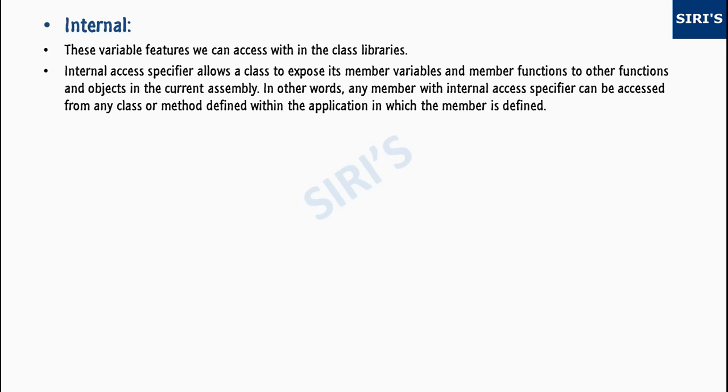Internal: these variable features we can access within the class libraries. Internal access specifier allows a class to expose its member variables and member functions to other functions and objects in the current assembly. In other words, any member with the internal access specifier can be accessed from any class or method defined within the application in which the member is defined.